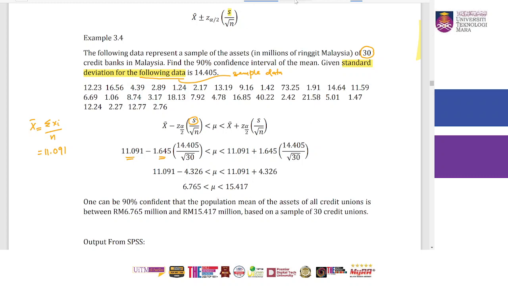So, in this case, you have the mean asset of all credit unions is between 6.75 million and 15.417 million based on a sample of 30 credit unions. So, kat sini baru diletakkan dia punya sample. Nampak eh? Cara penulisan ataupun dia punya explanation. Based on a sample, you tell about a population. So, dia mesti ada perkataan based on sample ni. Sebab yang ni, kita gunakan daripada sample. Okay. So, that is for the example.